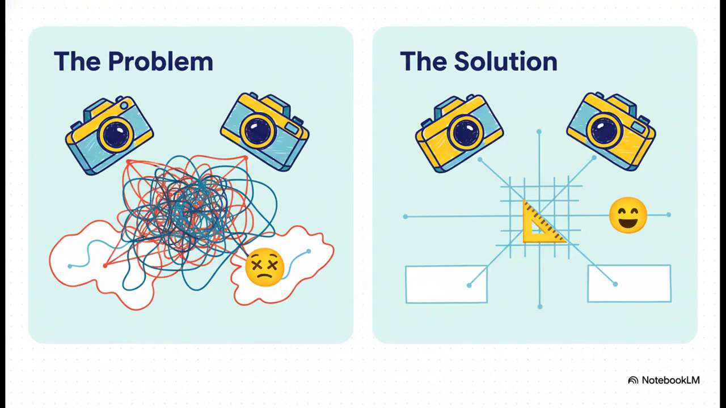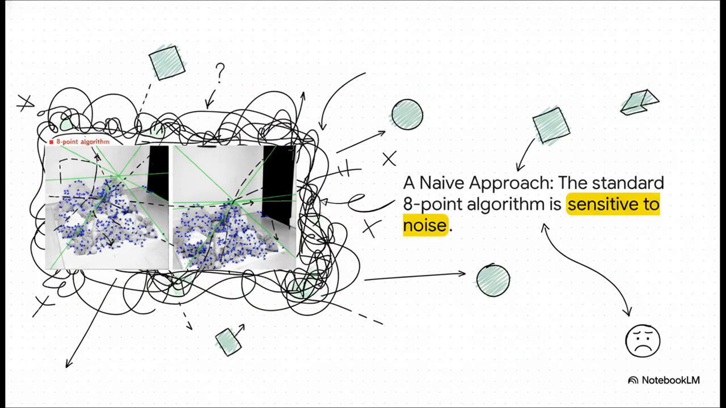So the solution is to move beyond just looking at pixel brightness and start using geometry. We calculate something called the fundamental matrix. It sounds complicated, but it's basically just a mathematical description of the exact geometric relationship between the two camera views. It acts like a guide that can correct for all those real-world imperfections. And this is what happens when you don't.